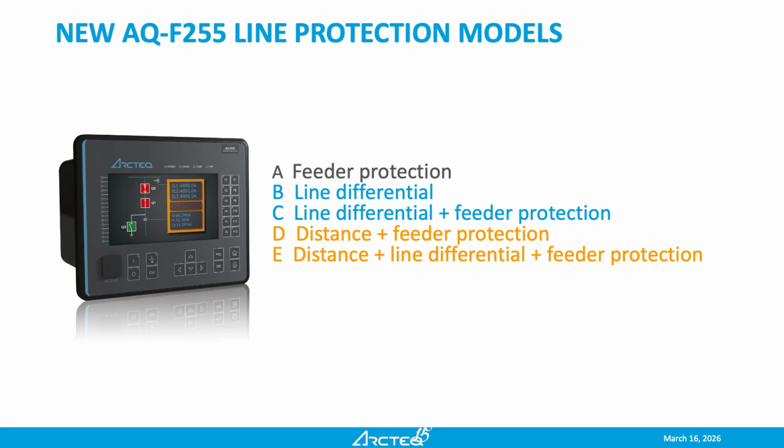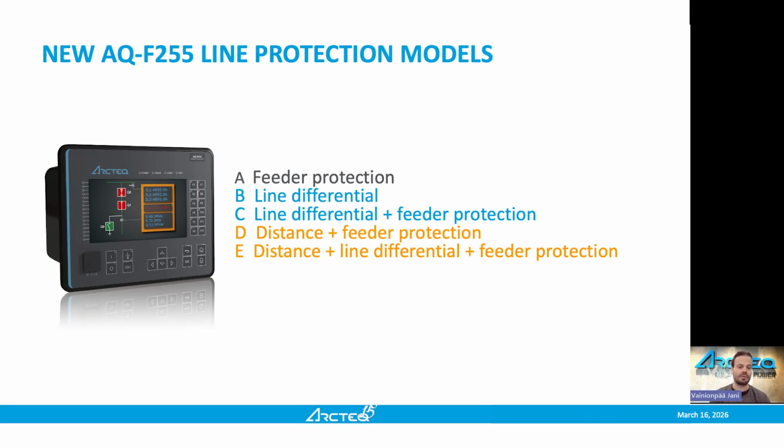Overall, in our AQ250 line, we have the feeder relay F255, and if we add a letter to the end, for example F255A, we get a regular feeder protection relay. But if we alter the last character, for example B or C, we get line differential relays. The C model comes with a backup feeder protection as well, and the model D stands for distance protection plus feeder protection as a backup. And E is the largest, most comprehensive model.